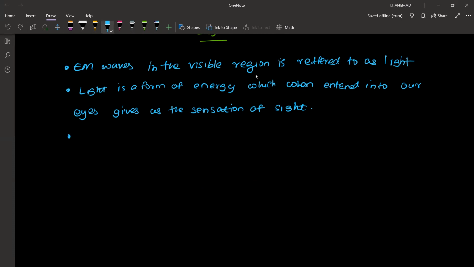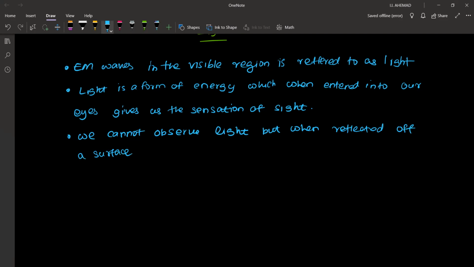So Imla said that we cannot observe light, but because of light, we are able to observe. Okay, so that's the idea. We cannot observe light, but when reflected off a surface, the surface can be seen.